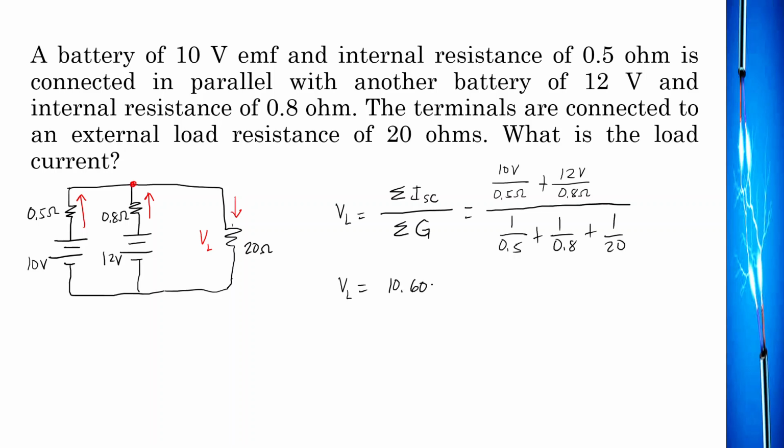10.6061 volts. Then, to get I sub L, which is the load current, the current of the 20 ohms, I just divide the voltage I got by 20 ohms. So that will become 0.5303 amperes. Anyway, you can still use other ways or analysis to solve this kind of problem. Okay?